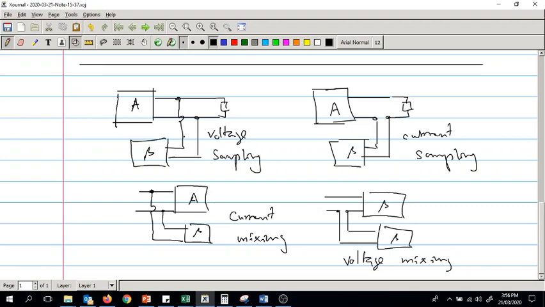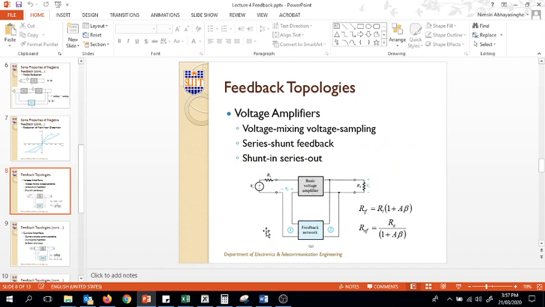As you can see here, although we connect it in a similar way, in here we are measuring the voltage but mixing current. On the right hand side, the connection is almost the same, but we are measuring the current to the load and mixing a voltage, because this voltage and that voltage is the addition that you see here. So combining these four, you have voltage sampling, current mixing; voltage sampling, voltage mixing; current sampling, voltage mixing; and current sampling, current mixing. Those are the four that we are looking at in here.